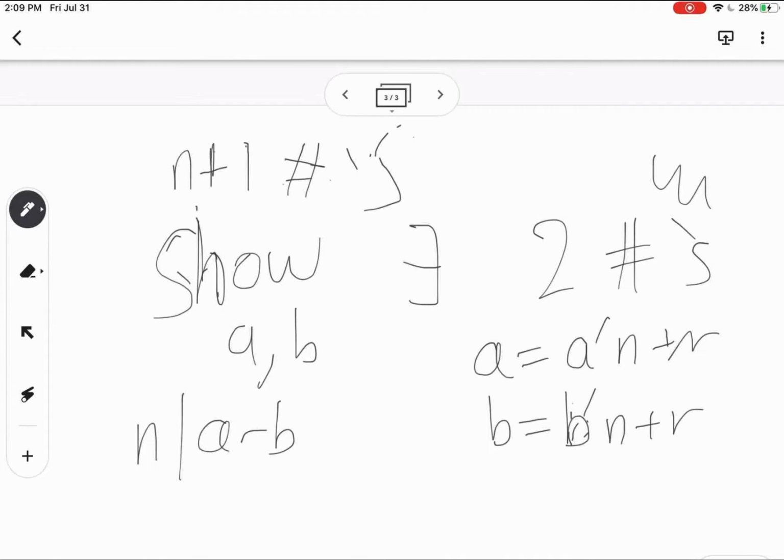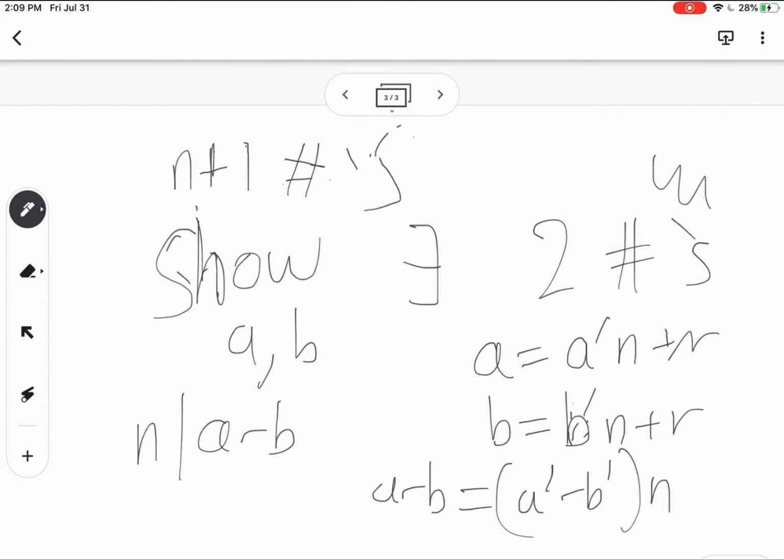So in here we see that a minus b would be a prime minus b prime times n. So it would be divisible by n. And I would say that sometimes this comes up in number theory quite a bit. So when you have maybe n plus 1 numbers, then two of them have to have the same remainder mod n. So this was a simple example, but this kind of logical thinking shows up quite a bit.